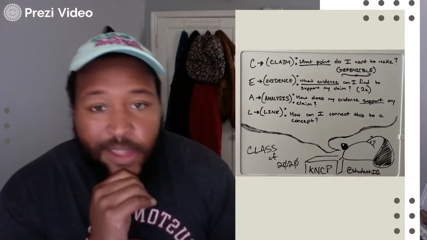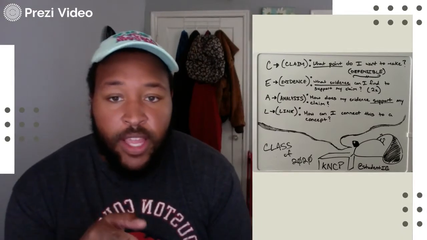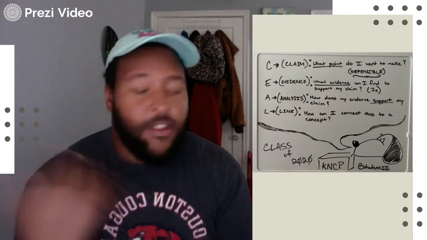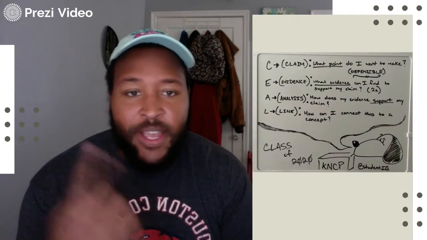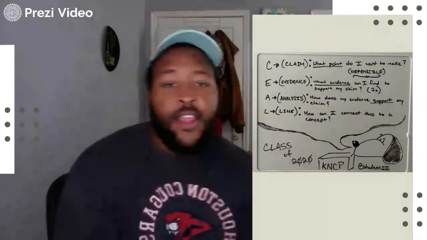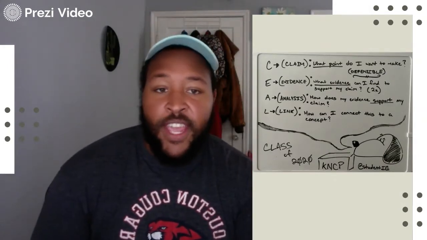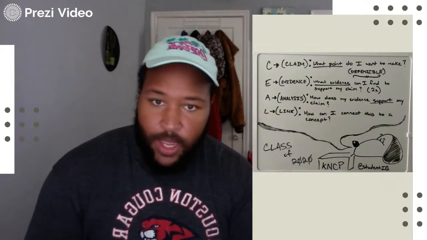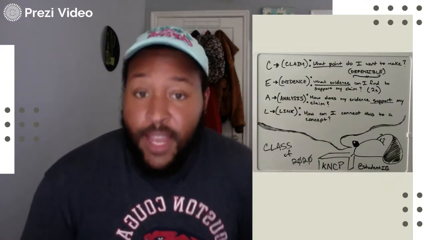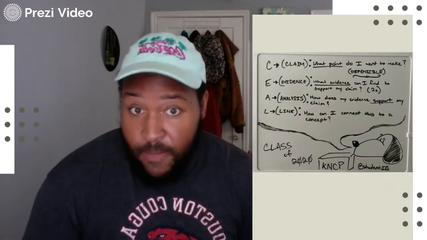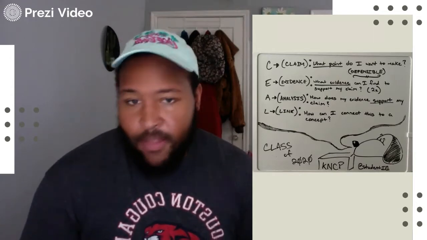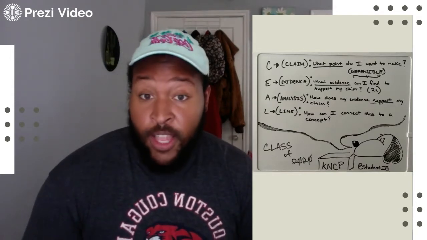Now, with that being said, we're just going to go through this really quickly. This should be a refresher, but at this point, if you've forgotten, no sweat, got you right here. So, C stands for claim. I want you to think, what point do I want to make? So you're going to read something, it's going to give you a task, it's going to tell you to write something. What point do you want to make based on what that task is? That's what your claim is going to be.